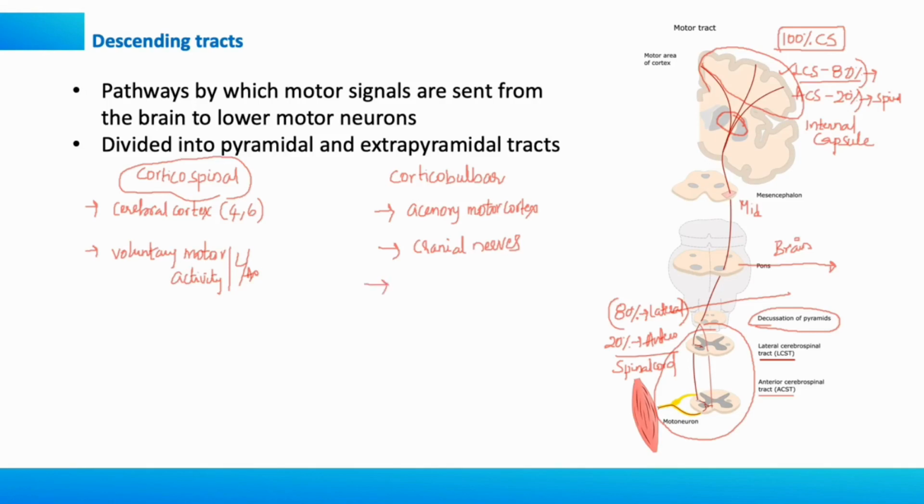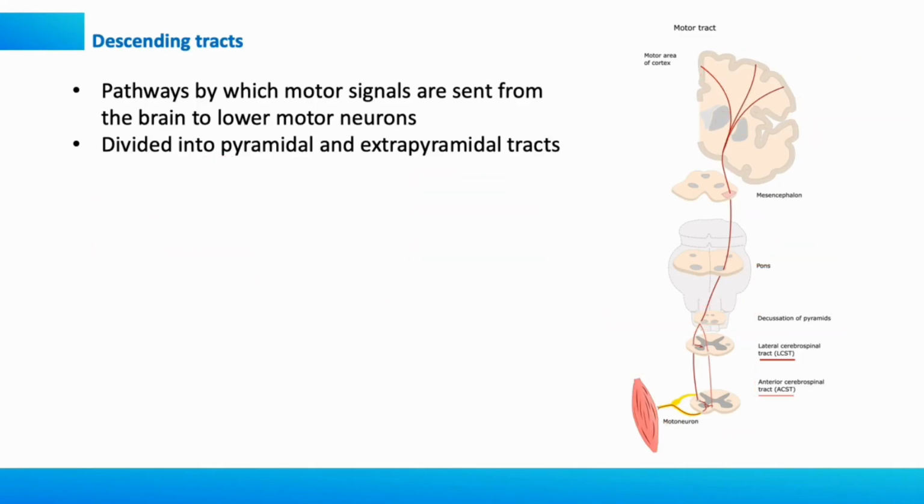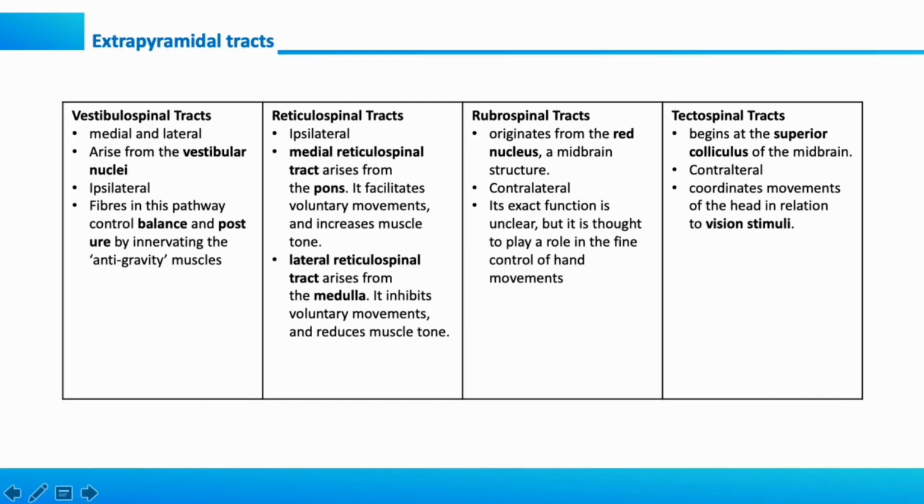Their main function is they control the voluntary motor activities of the face, head and neck musculature. So with this basic knowledge about the pyramidal tracts, let us quickly jump on to what are the extrapyramidal tracts. As already said, pyramidal tracts are arising from the cerebral cortex. These extrapyramidal tracts, they arise from the brainstem. From there, they enter into the spinal cord.